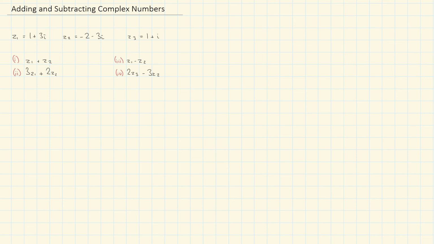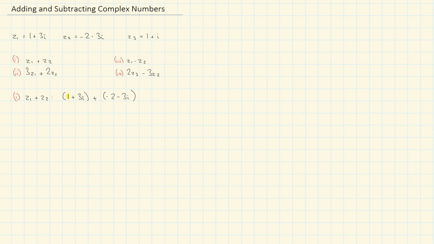Okay, so in this video on complex numbers, we're going to have a look at adding and subtracting complex numbers. So just a few simple examples. You see here in part 1, we're being asked to find the answer to z1 plus z2. So that's 1 plus 3i plus minus 2 minus 3i.